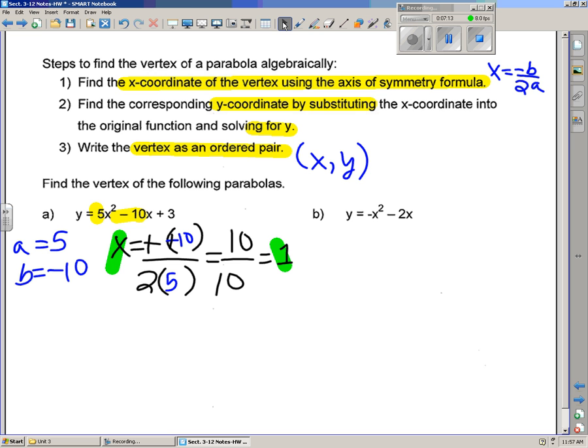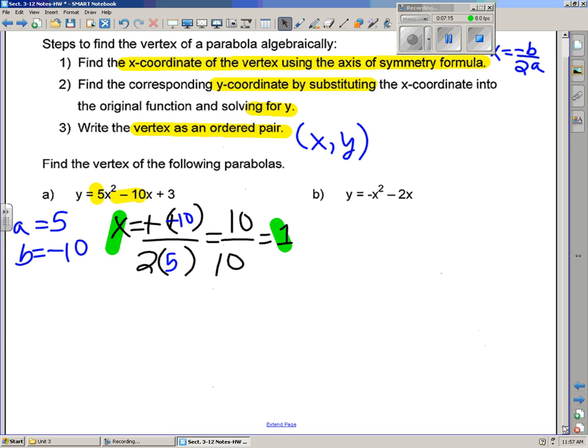In order to find the y value, you need to go to your original equation, which is this. y equals 5x² minus 10x plus 3. What's going in there is what the x value is, this value. So I'm going to put in a 1 for the x when I square it. I want to put a 1 for the x when I just multiply it by -10. And then you're going to do the math.